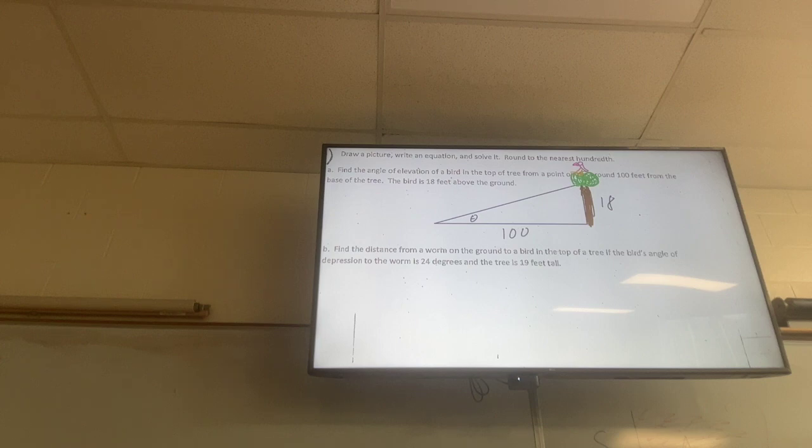What are you going to do? Not going to do the Pythagorean theorem. We've got to find the angle. We've got to find theta. How can we find theta?